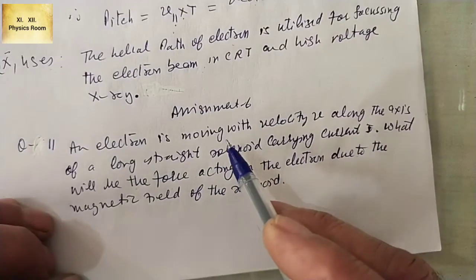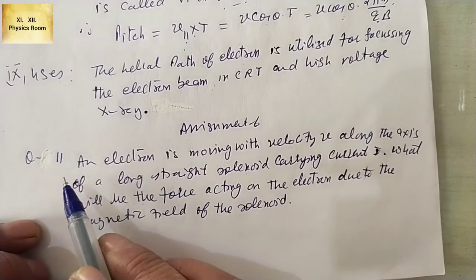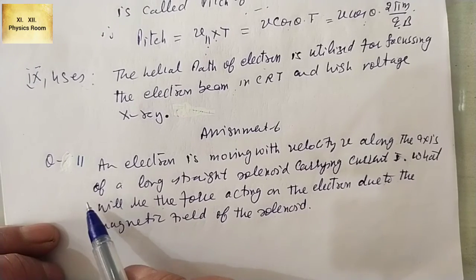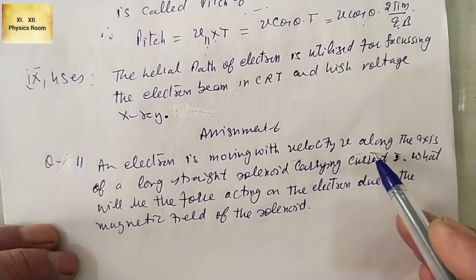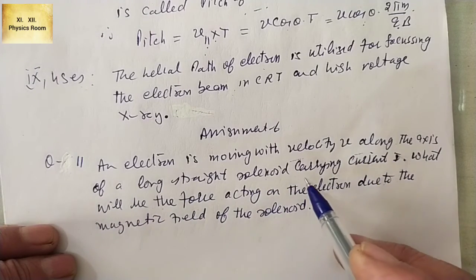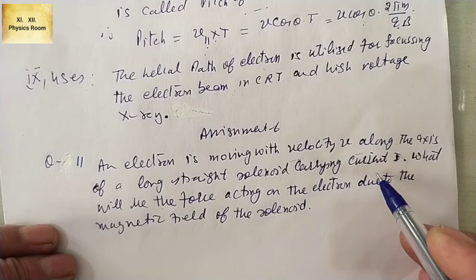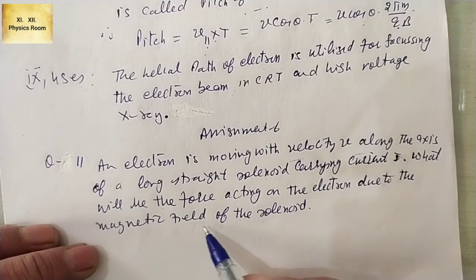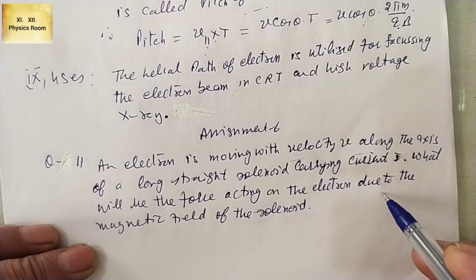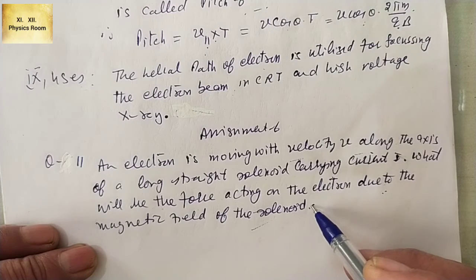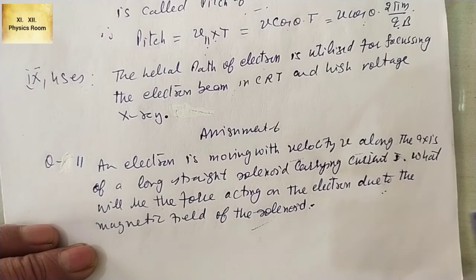Now, assignment 6, question number 11. An electron is moving with velocity v along the axis of a long straight solenoid carrying current I. What will be the force acting on the electron due to the magnetic field of the solenoid? And you have to solve this question here.